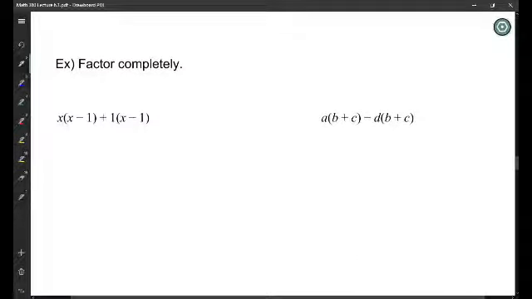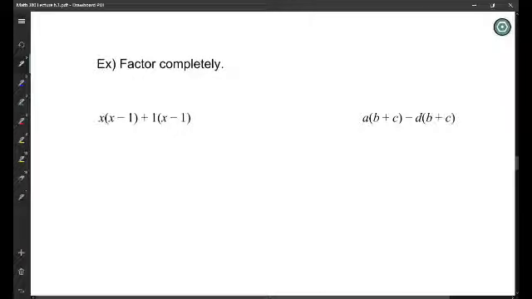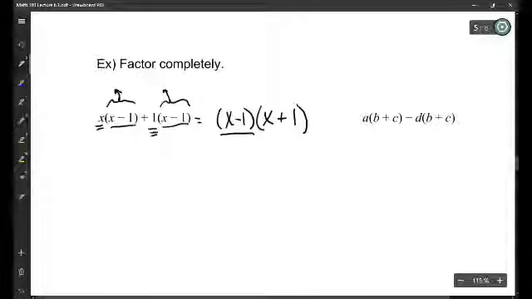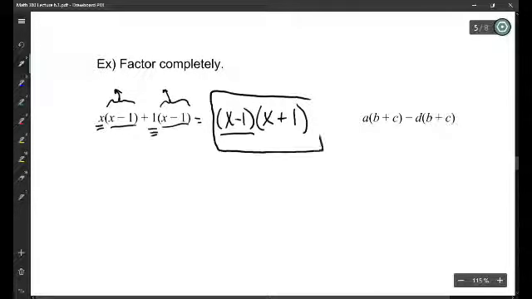Let's try some more examples. So here we look at the parentheses and see x minus 1 and x minus 1. So that's what we factor out. And then what remains inside is this x and x plus 1, its own set of parentheses. And that is our factorization.